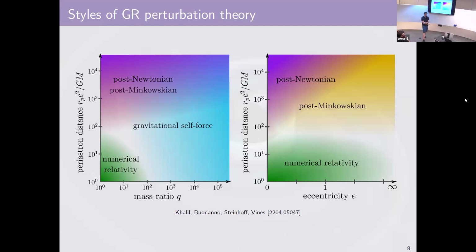Just to clarify, the reason you need post-Minkowskian for high eccentricity is that the speed of the orbits gets larger, at the closest approach, you're going very fast. But formally, post-Newtonian is a particular case of post-Minkowskian.